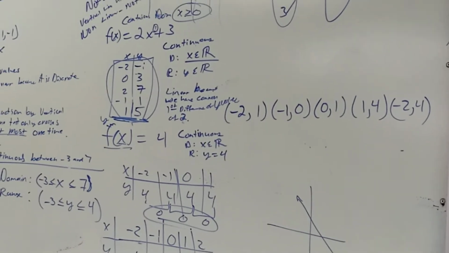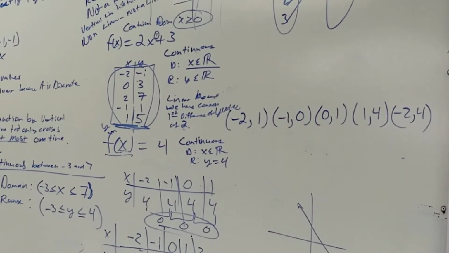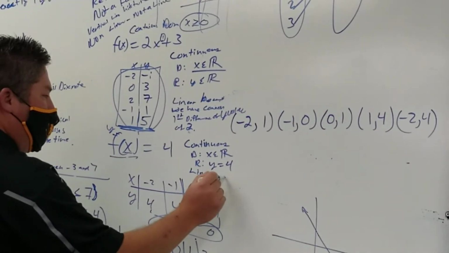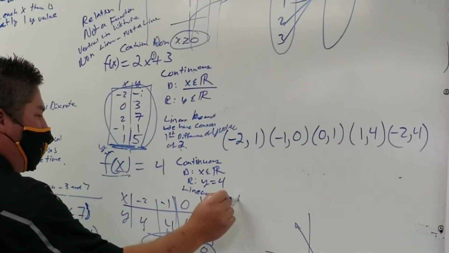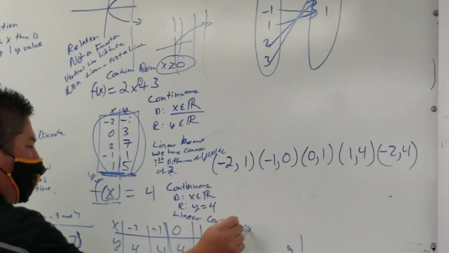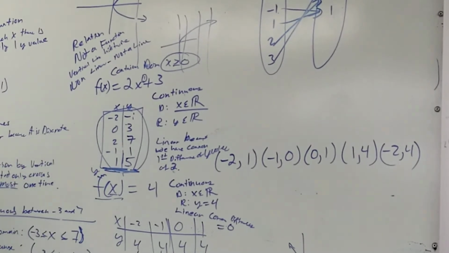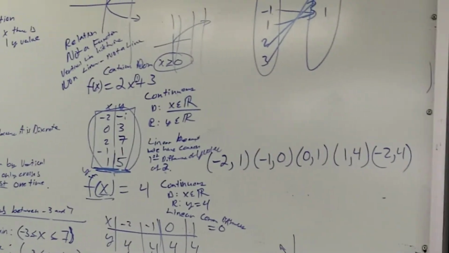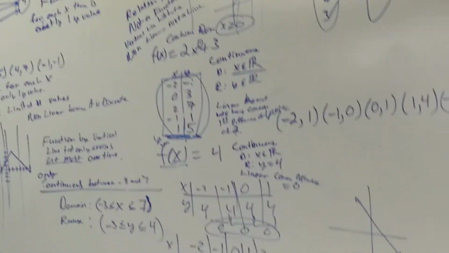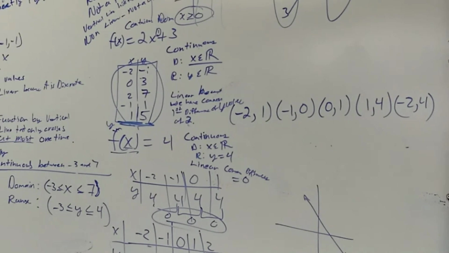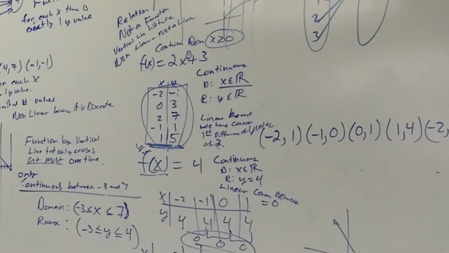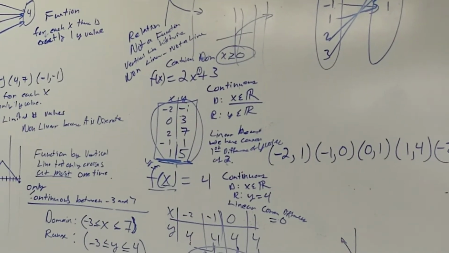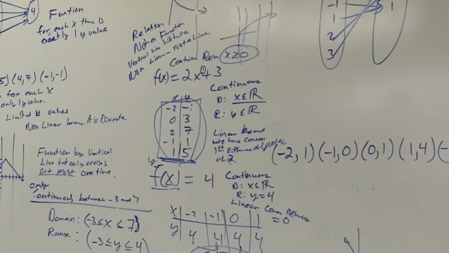How about is it linear? Yes, linear because the common difference equals 0. So all these are 0 on those common differences. And we know it's linear. It's continuous, its domain is all reals, the range is 4, it's linear, and the common difference is 0. Okay, good enough. Is it discrete? We just talked about that. It's continuous, so it's not discrete.